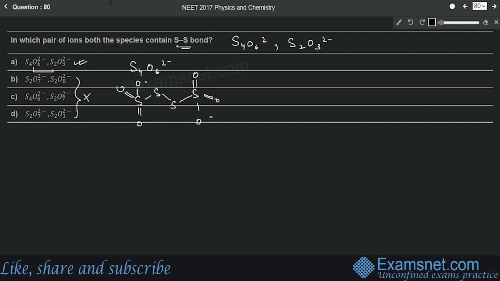Now the structure of second one, that is S2O3 2-. So its structure looks like this. We have only 2 sulfur here and these contain single bond between them. Then we have 3 oxygens here like this, and we have 2- charge. So these are the structures of these species, and option A will be the correct answer.